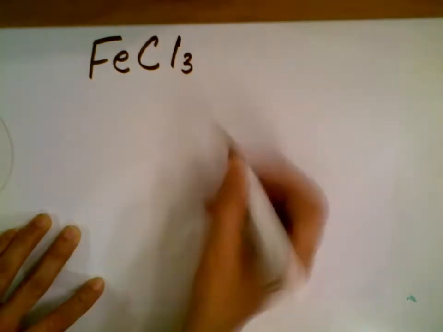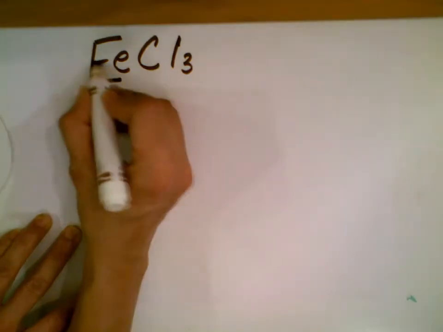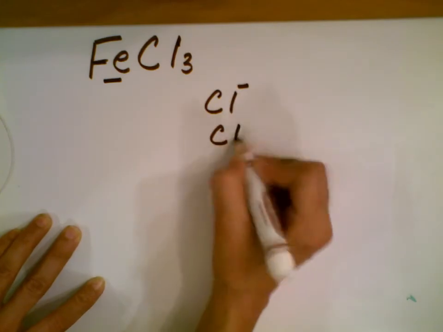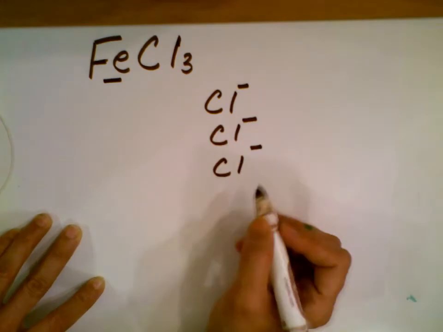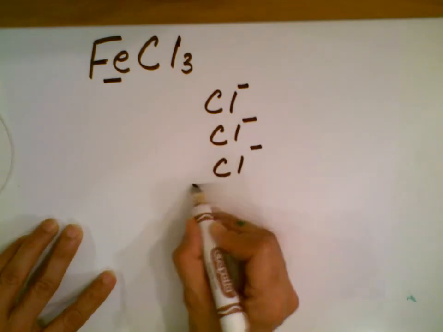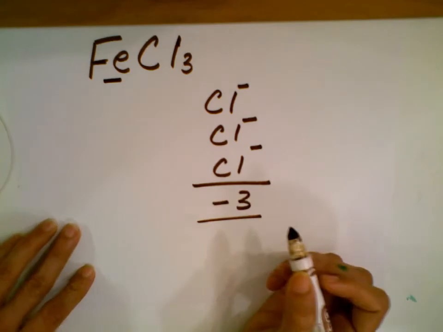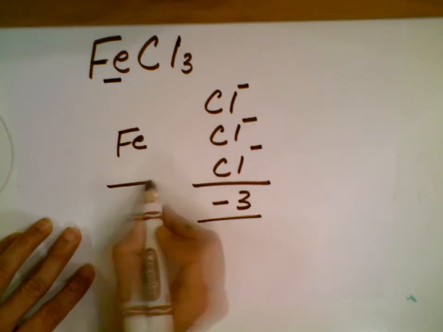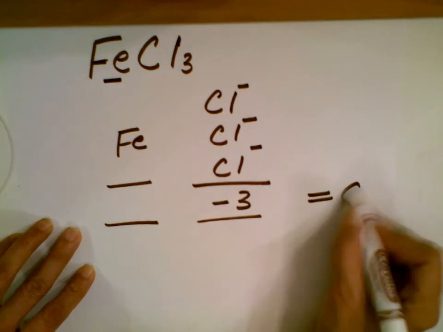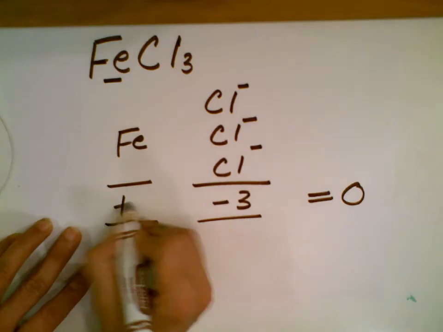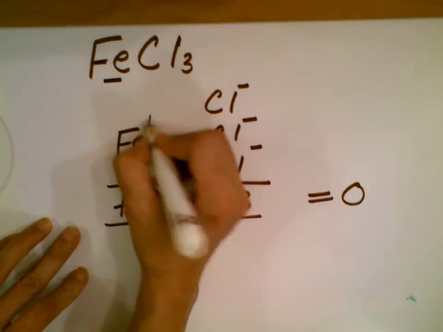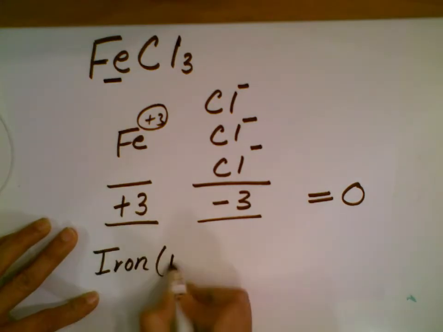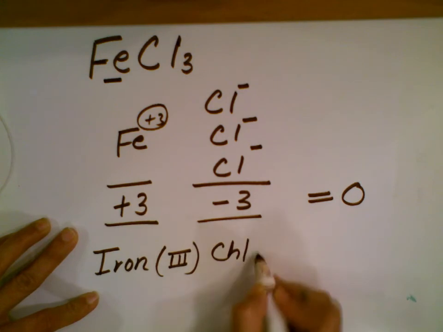FeCl3. So here, how many chlorine do you have? Remember, iron is our transition metal. Chloride ion has a fixed charge. You have 3 atoms of chlorine, so these are 3 chloride ions. Total charge -3. Now I have 1 iron here. So what should be my charge on iron in order to get total 0? It should be +3. So my answer is iron 3 chloride.